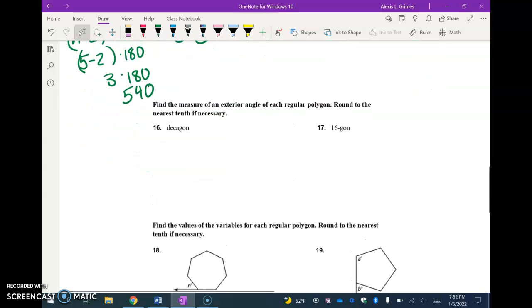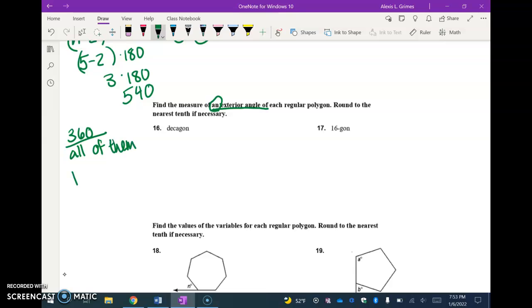This one says find the measure of an exterior angle. This one tripped some of us up because of this word "an." We learned in our notes that exterior angles are always 360 degrees. But that's for all of the exterior angles. So like the total. This one only wants 1. I know that because of this keyword "an." It says find the measure of an exterior angle. Just one exterior angle of each regular polygon, round to the nearest 10th.